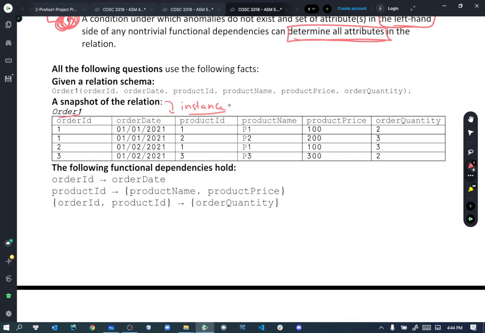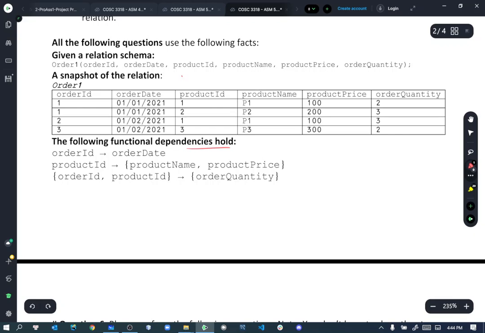The term instance or snapshot actually comes from relation schemas literature. It just has all the rows and tuples for all the tables there, and the following functional dependencies hold. Given one order ID, you can find only one order date. Given one product ID, you can find only one product name or one product price. But given one order ID, you may find more than one product name. Let's say given an order ID, you may find product P1, and you may find product P2.